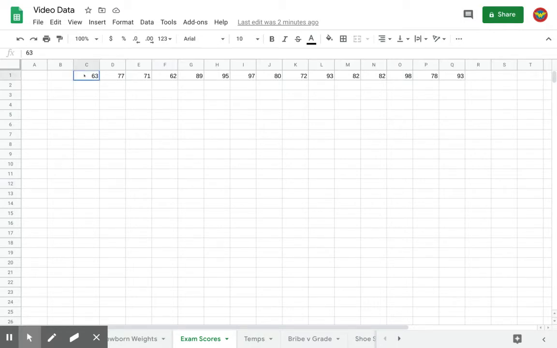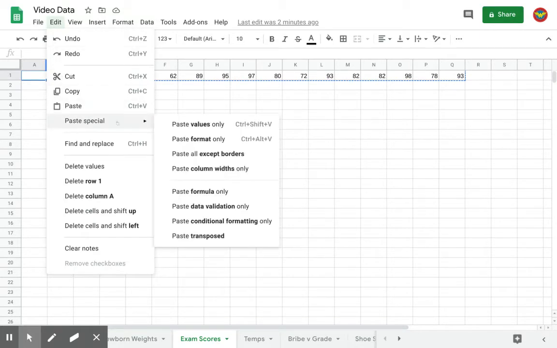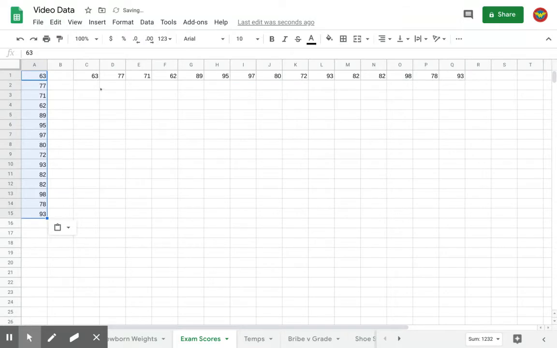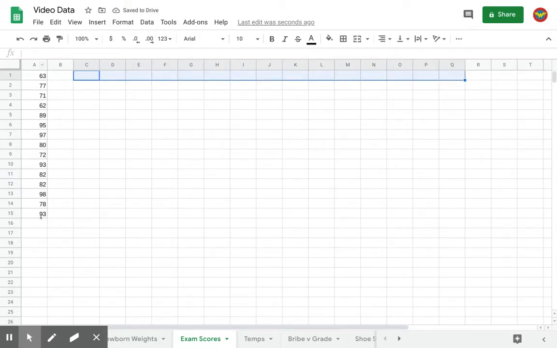So I'm going to go ahead and click, drag to highlight my data. And I'm going to do a Control C, or you can do Edit, Copy. And then I'm going to grab an empty cell and I'm going to do a paste special. So I'm going to go Edit, Paste Special, and I'm going to choose Transposed. Transpose turns a row into a column, or vice versa, a column into a row. So now I've got the data organized the way that I want it. Let me get rid of this data so that it doesn't mess me up.